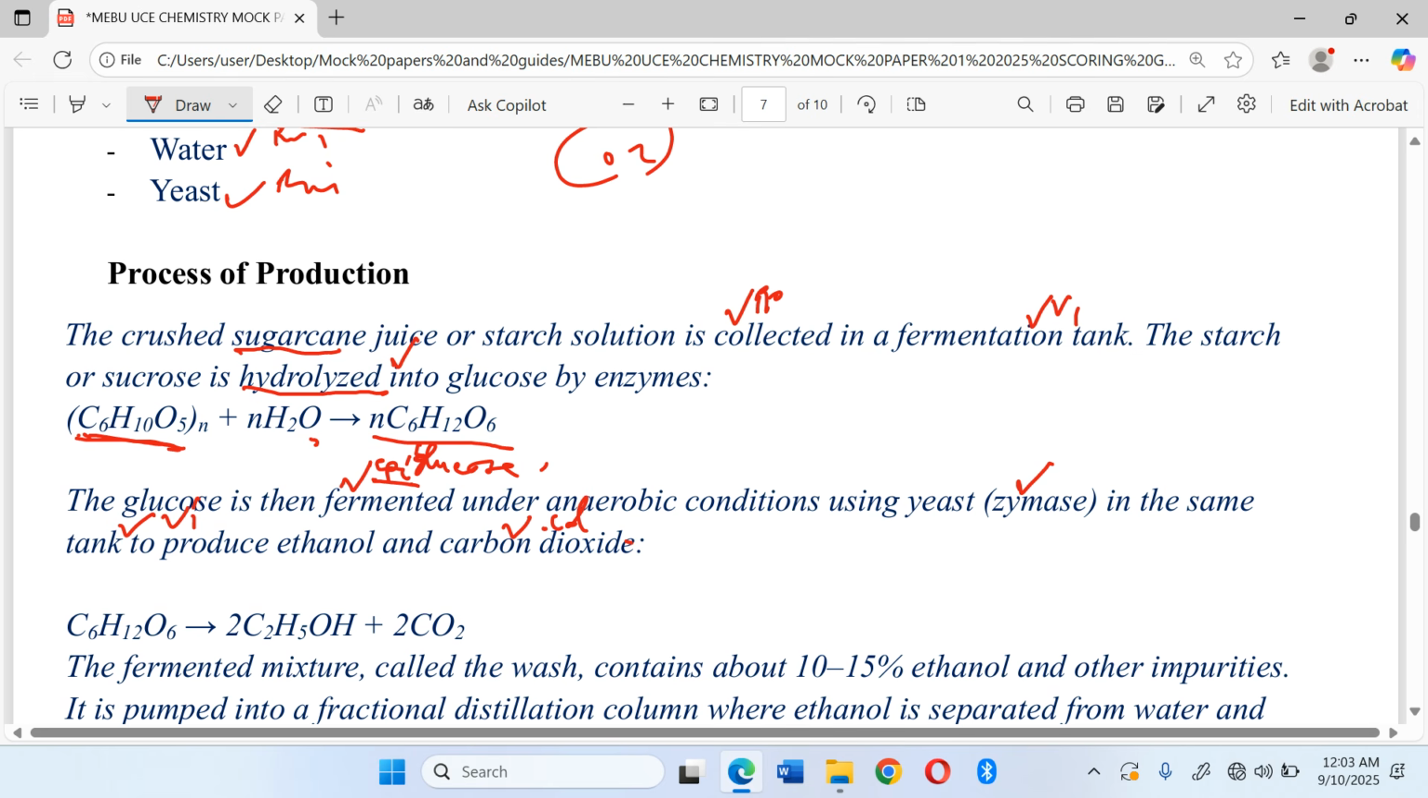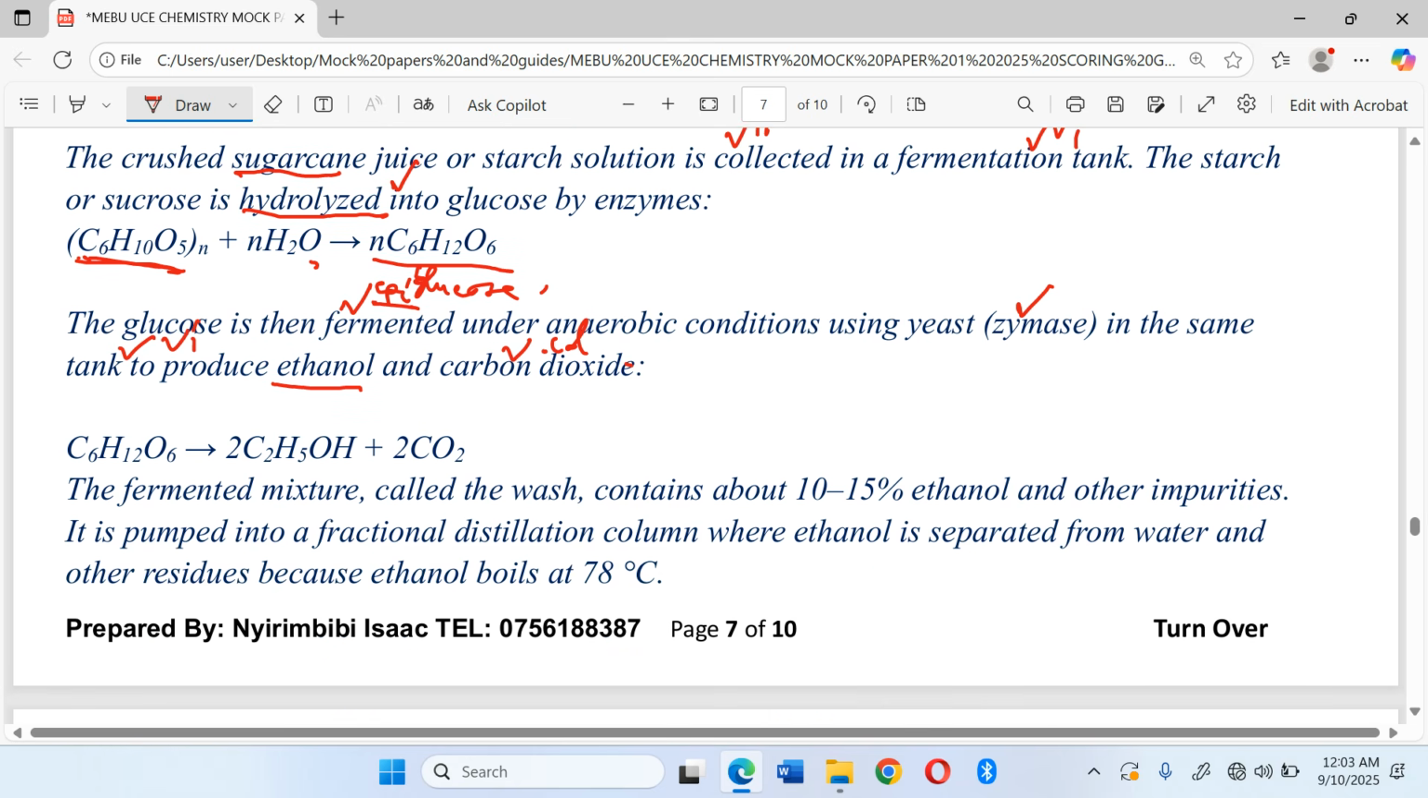So you can see how here ethanol is being produced, but of course it is not yet purified. So we can continue to this stage. We have an equation and get a score. We are saying that the fermented mixture called wash contains 10 to 15% ethanol and other impurities. So it is not very pure.